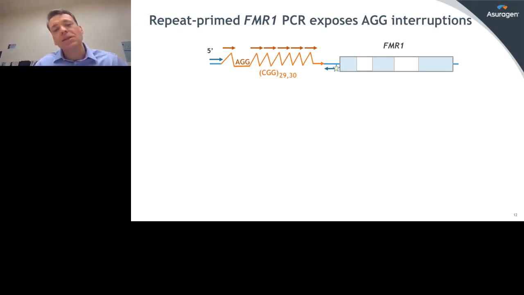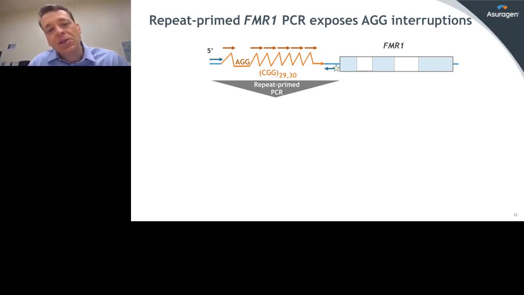So this assay doesn't definitively reconcile the AGG in sequence context and AGG number by itself. For that purpose, we have a separate assay that we run in Asuragen's clinical laboratory known as Expansion Interpreter, but it does flag these AGG interruptions, and it provides another data signature that can be very useful in the characterization of FMR1 alleles. So how does this work?